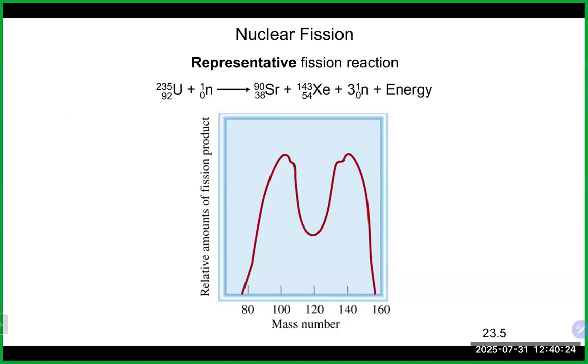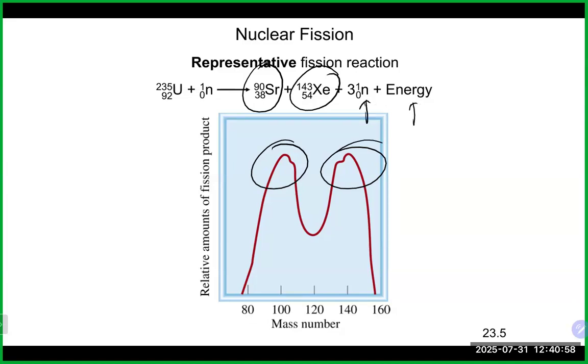As I mentioned before, you're not always going to get the same products as a result of a fission reaction. Even though we see these two products here, it doesn't mean that is always what you will get when this fission reaction occurs. There is a high probability of getting certain products in that region, but you may not always get the same two things. What you typically do get is the production of neutrons, and the production of energy definitely occurs.